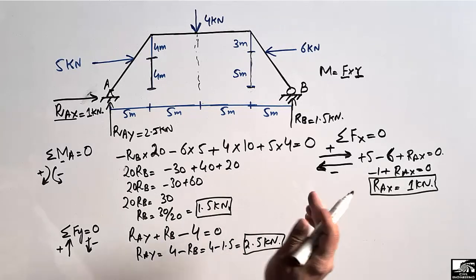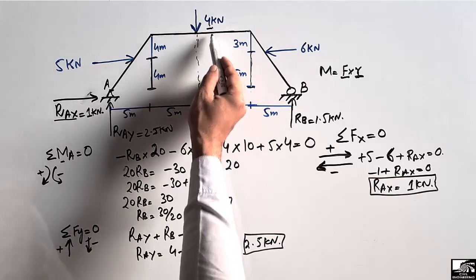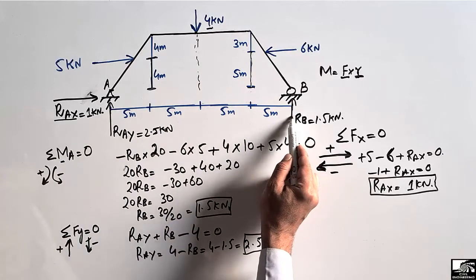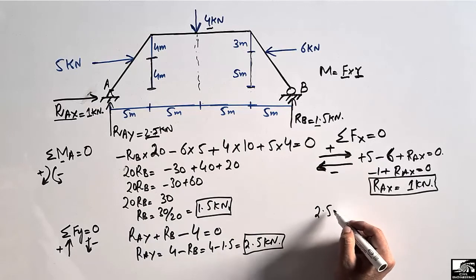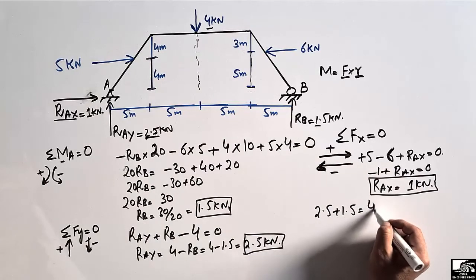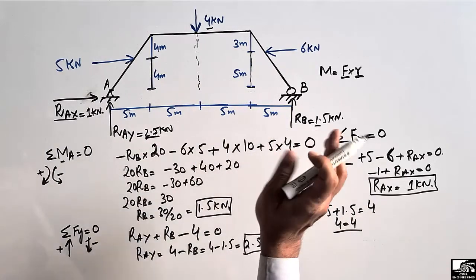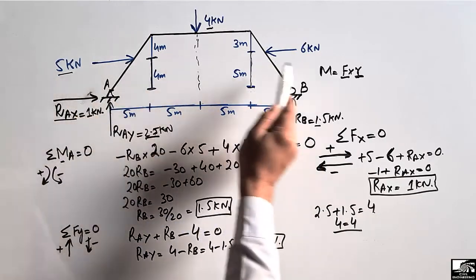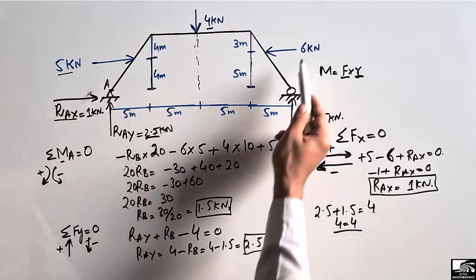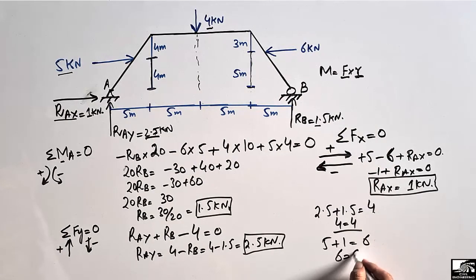Now to verify whether our structure is in equilibrium or not, this 4 kilonewton is acting downward and these two forces are acting in the upward direction. So 2.5 plus 1.5 is equal to 4 kilonewton. This is acting downward. So 4 is equal to 4. It means these support reactions are right. Now let's come to the horizontal. 5 is acting in this direction and 1 kilonewton is acting in this direction, and 6 kilonewton is acting in the other direction. So 5 plus 1 is equal to 6. 6 is equal to 6. So it means our support reactions were correctly determined.